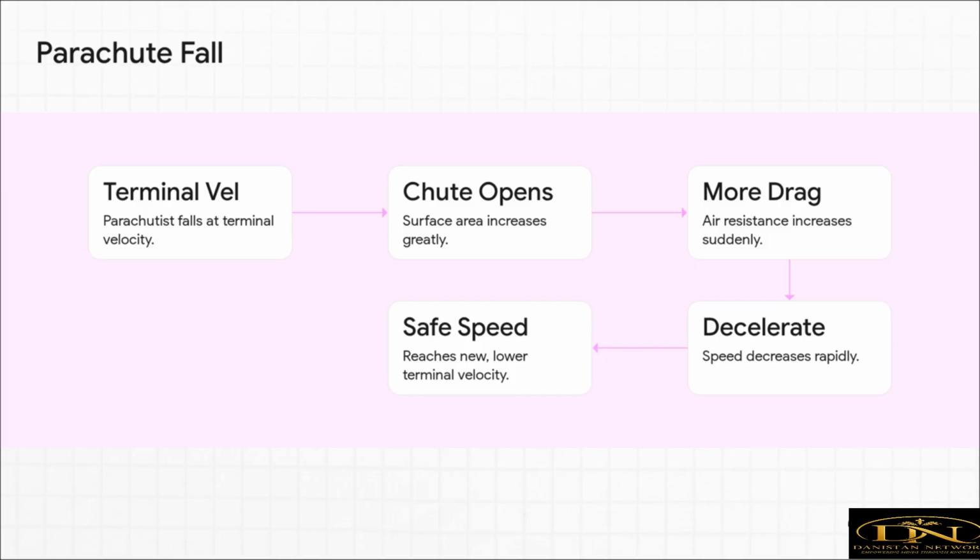Since the resultant force is now acting upwards, your speed decreases rapidly. You heavily decelerate until once again the forces balance out. The air resistance drops as you slow down until it perfectly matches your weight again, giving you a new, much lower, and totally safe terminal velocity for landing.